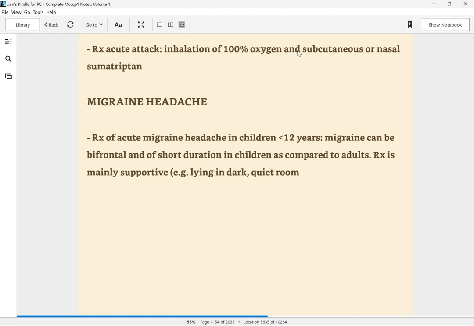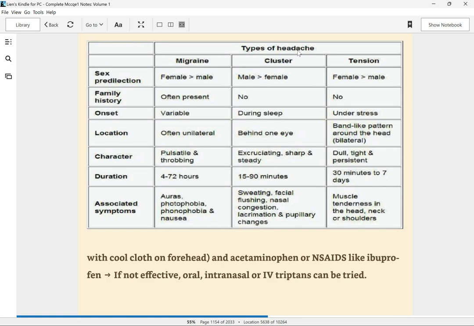under 12 years: migraine can be bifrontal and of short duration in children as compared to adults. Treatment is mainly supportive, e.g. lying in a dark, quiet room with a cool cloth on the forehead, and acetaminophen or NSAIDs like ibuprofen. If not effective, oral, intranasal, or subcutaneous triptans can be tried.